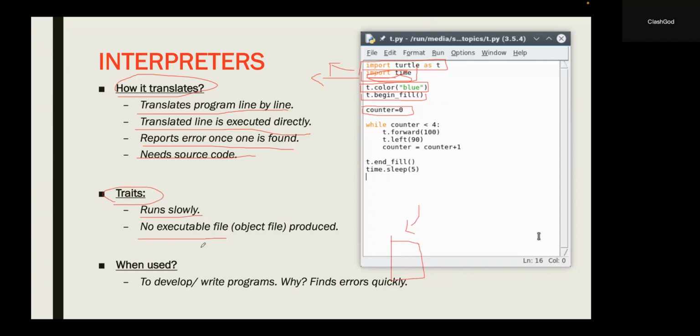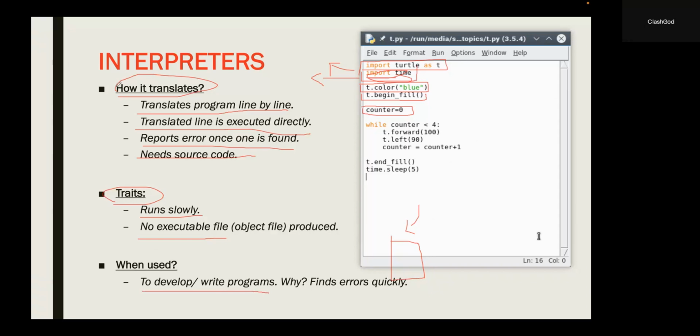So you might ask, why do we use interpreters? If it runs so slowly, it doubles the amount of workload, and no executable file is produced, so bad, then why are we using this thing called interpreters? Now, the reason why we use it is when we are developing or writing a program, we may make a lot of mistakes. We may have a lot of bugs in our program.